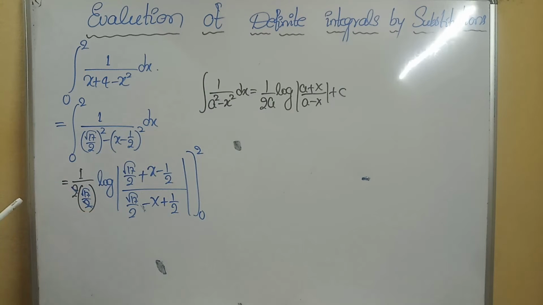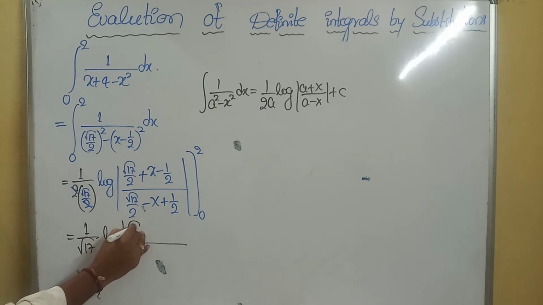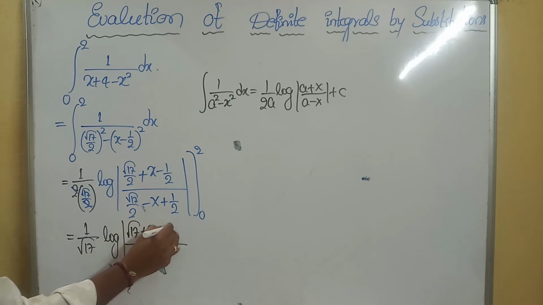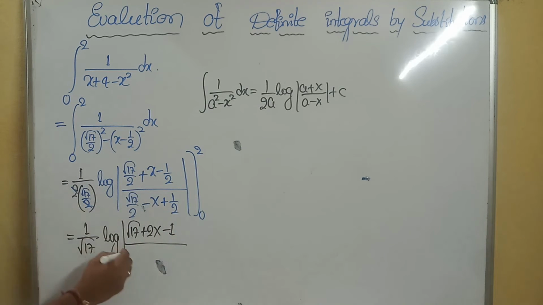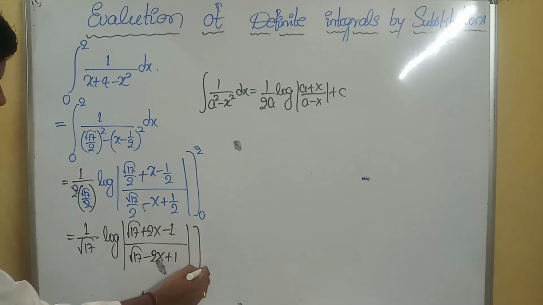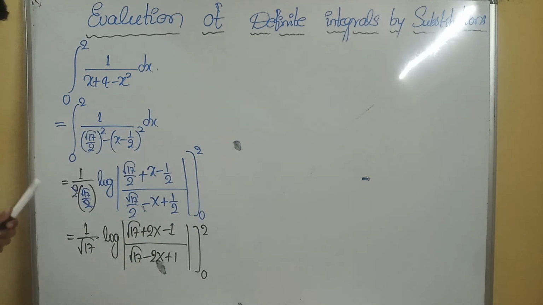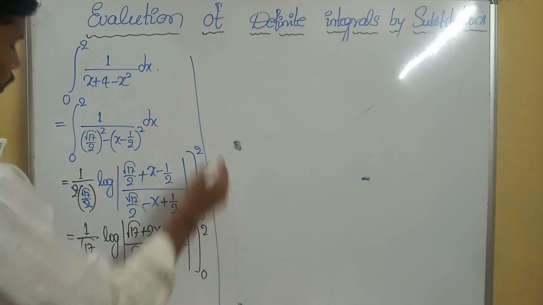2 will be cancelled. The value that I am getting is 1 divided by square root of 17 log modulus of, here I'd like to take an LCM for the numerator as well as the denominator: root 17 plus 2x minus 1. Getting my point? After that, for the denominator, root 17 minus 2x plus 1. 2 will be cancelled. The limits are 0 to 2.